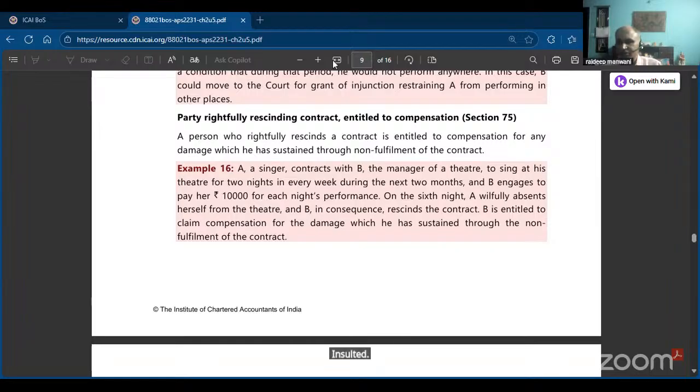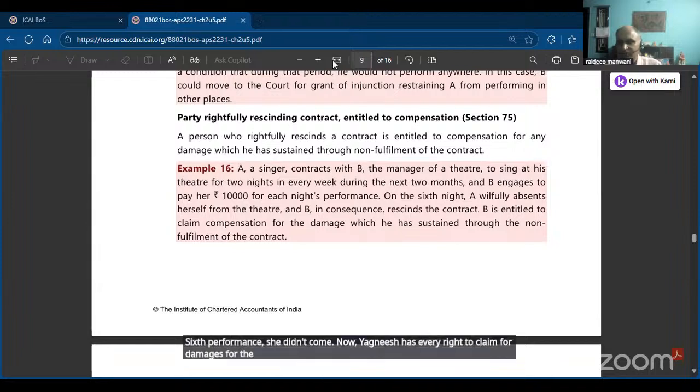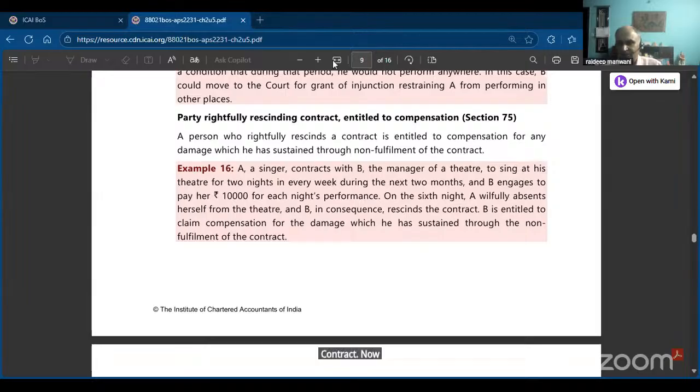Now, Yagnesh has every right to claim damages for the non-performance of the contract. Now, the second part is important. On the seventh night she came. Now, Yagnesh has every right to refuse to allow Dhanya Bhatt to perform for the remaining.